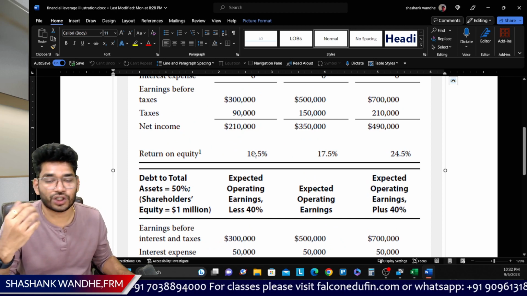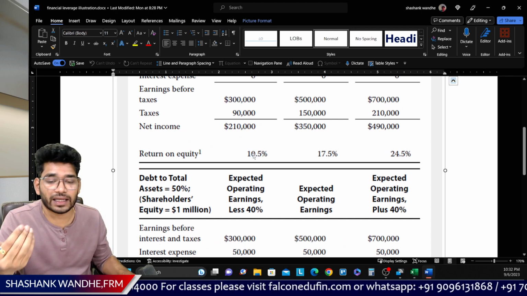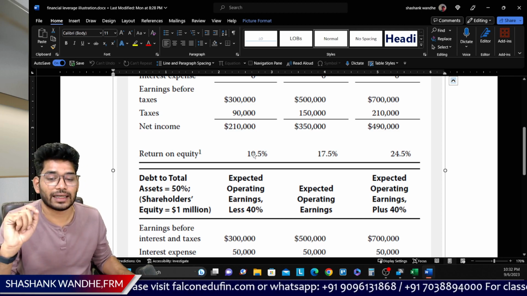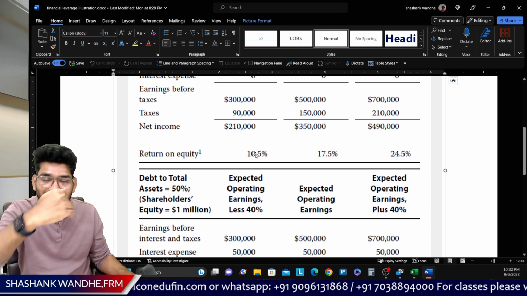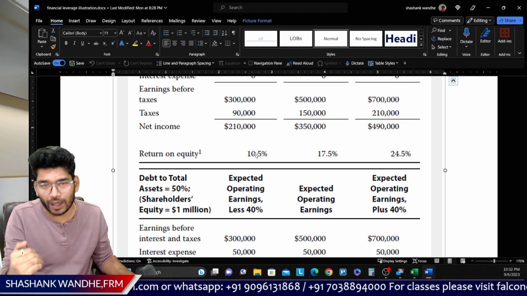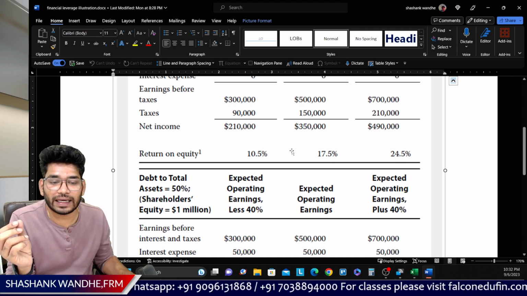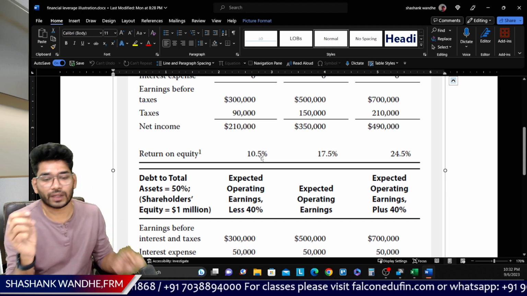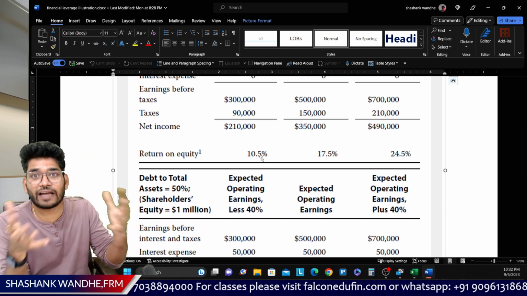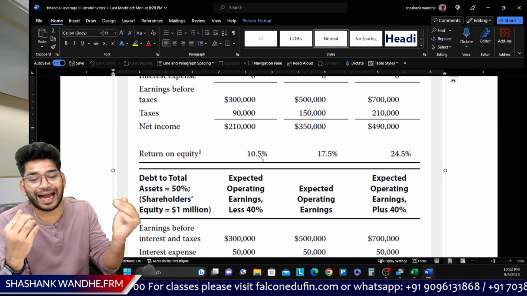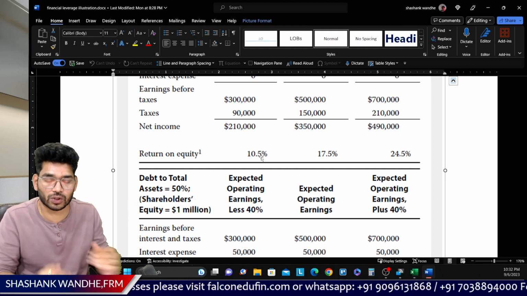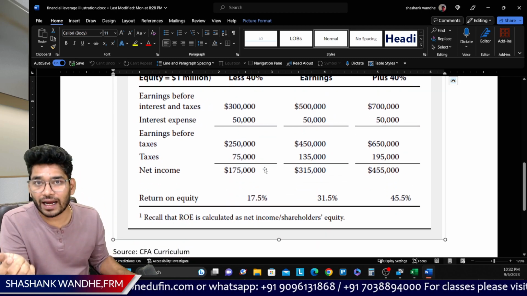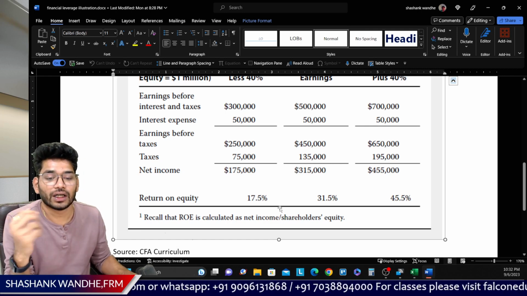Compared to the previous situation, when your company is 100% financed by the shareholders, ROE is at a lower level. Remember this: ROE is at a lower level, and also the variability, that is 10%, 17.5%, 24.5%, is low. The variability, or the standard deviation, is also low, and the levels of return on equity are also low. When you introduce debt into this equation, because of financial leverage, your return on equity will increase.